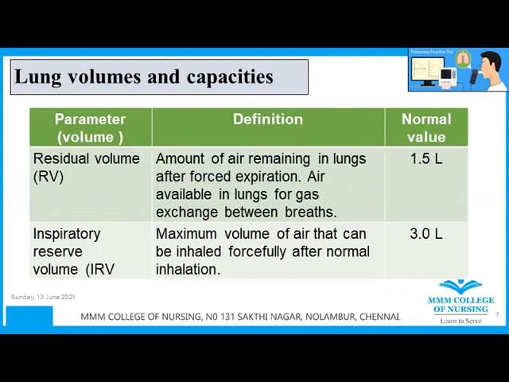Inspiratory reserve volume, it is denoted as IRV. It is the maximum volume of air that can be inhaled forcefully after normal inhalation. The normal value is 3 liters.